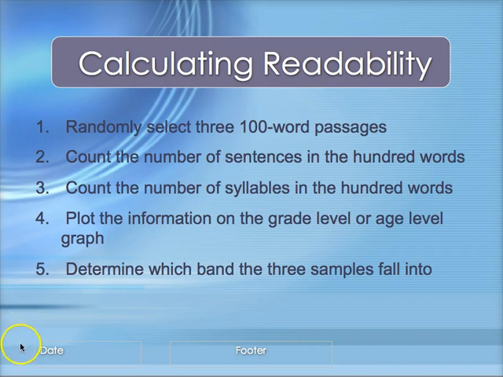You count then the number of sentences in each of those 100-word passages, and then you count the number of syllables in the 100-word passages. You plot that information on either the grade level or the age level graphs, which I'll show you in a minute, and determine which band the 3 samples fall into. So let's walk through that.